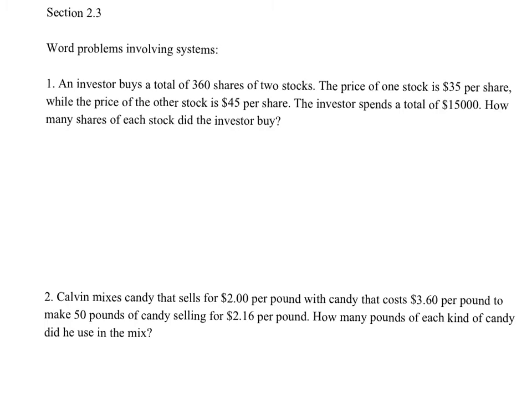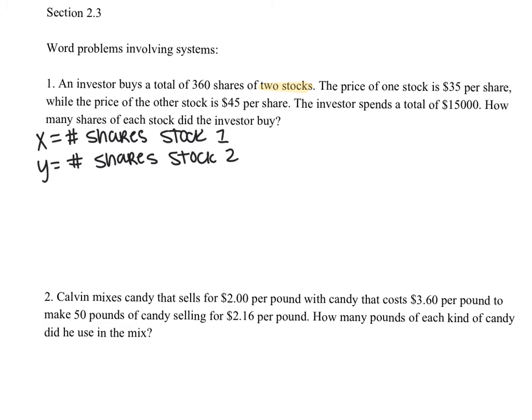So the first thing you need to do in a word problem is define your variables. If you don't know what your variables represent, it's going to be very hard to create your system. So if I look here, I have 2 stocks. That's what my equations are going to represent. So I'm going to let X be the number of shares for stock 1, and Y be the number of shares for stock 2. And that's what my 2 variables represent.